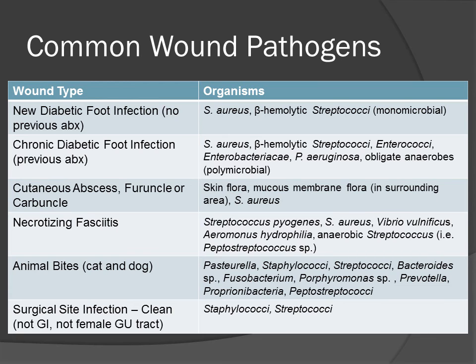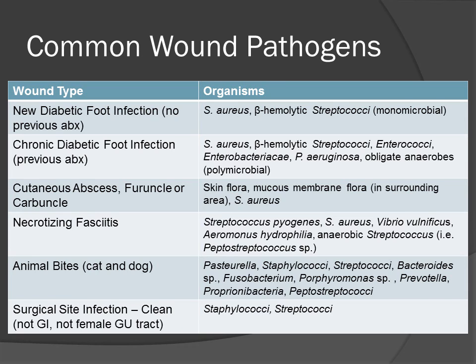Cutaneous abscesses, furuncles, and carbuncles are complicated by the fact that they can be caused by skin flora or mucous membrane flora from a surrounding tissue. So say you have an abscess that's near the anus. You might be more concerned about fecal bacteria in that type of situation.